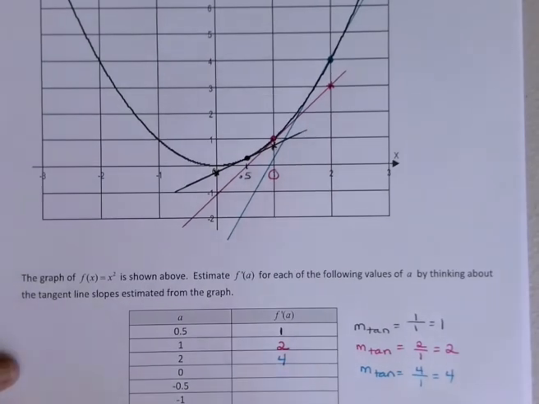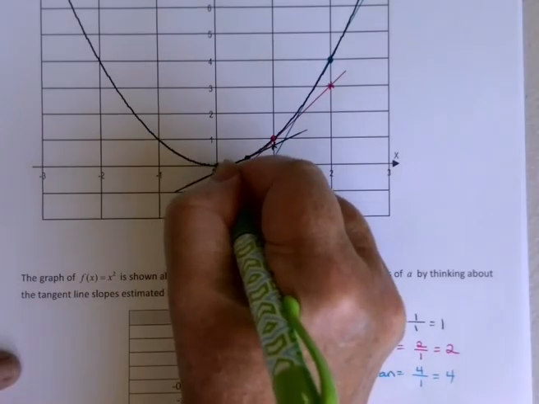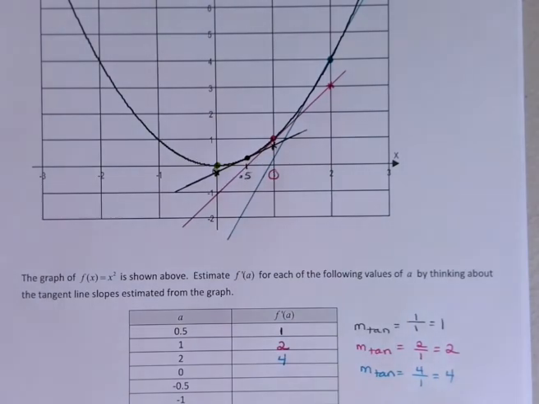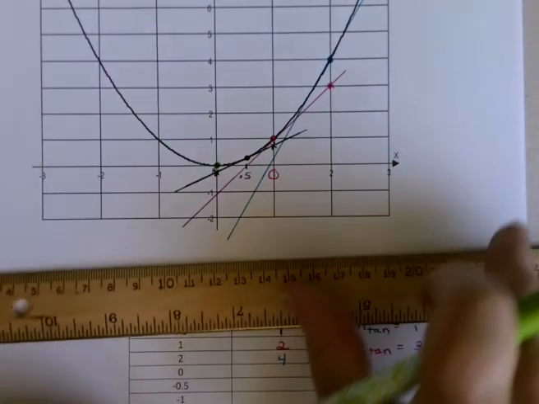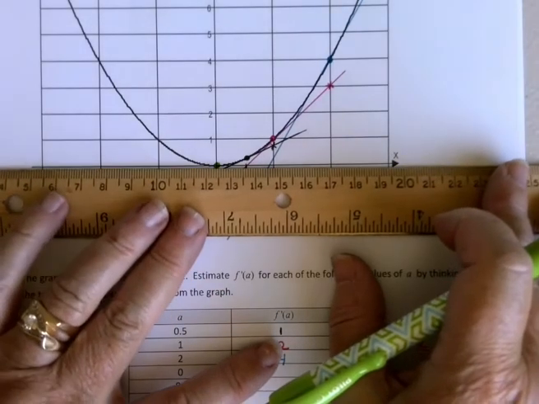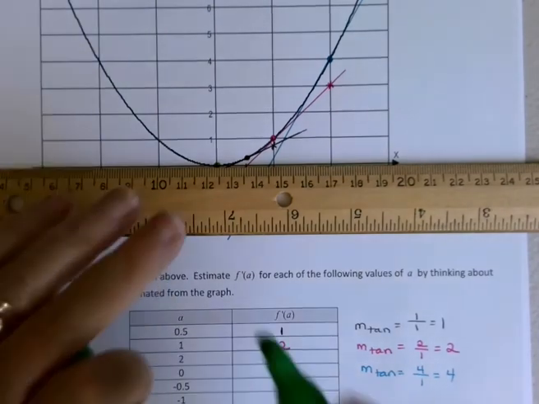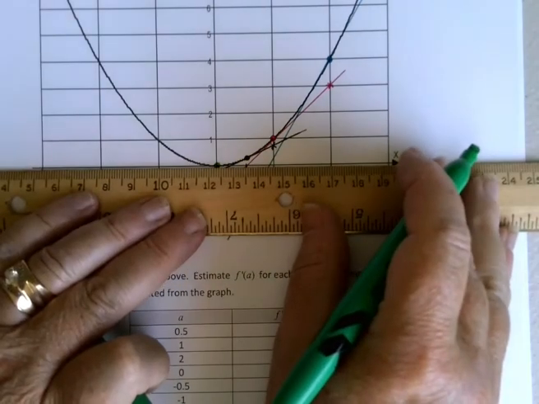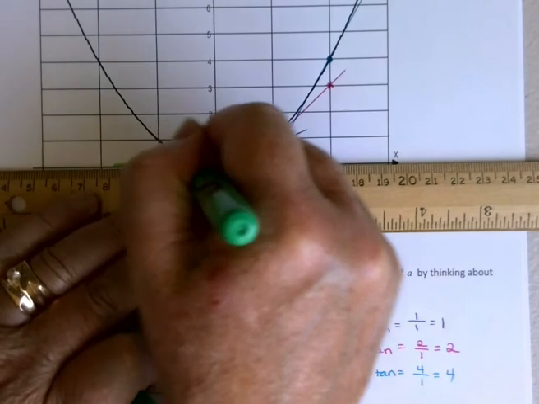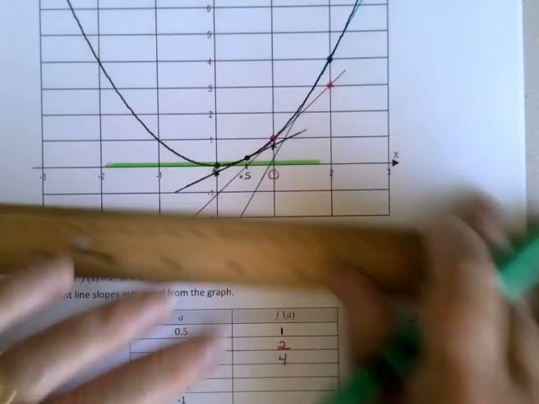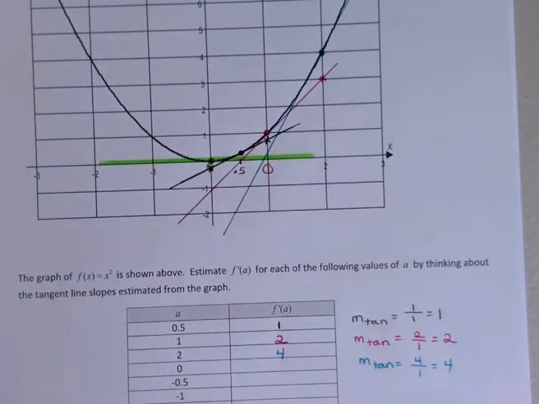And then I'm going to draw one more, and then we're going to use a little geometry to estimate the rest. At x equals 0, that's the vertex of the parabola. And our tangent line there is just going to be the x-axis, right? It's going to be perfectly horizontal. Right there. So the slope is 0.